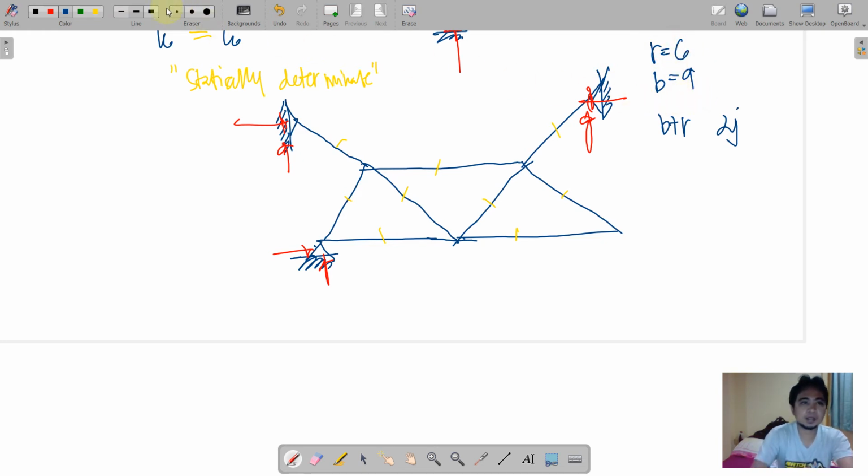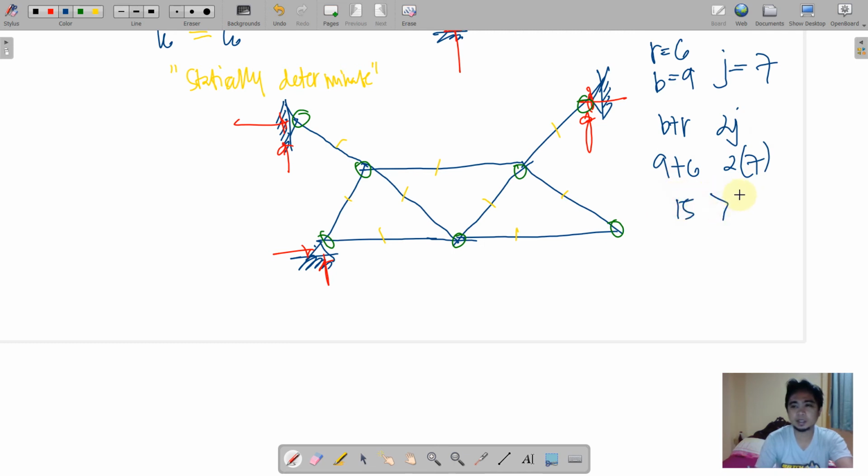Okay. So as for the number of joints, we have 1, 2, 3, 4, 5, 6, 7 joints. Okay. J is equal to 7. So therefore, we have B, 9, plus the reactions, 6, 2 times 7. Okay, so we have 15 is greater than 14. Therefore, this is statically indeterminate to the first degree.